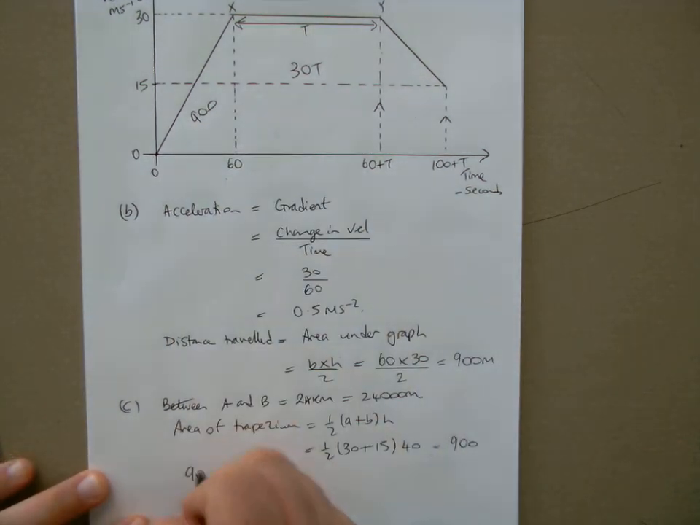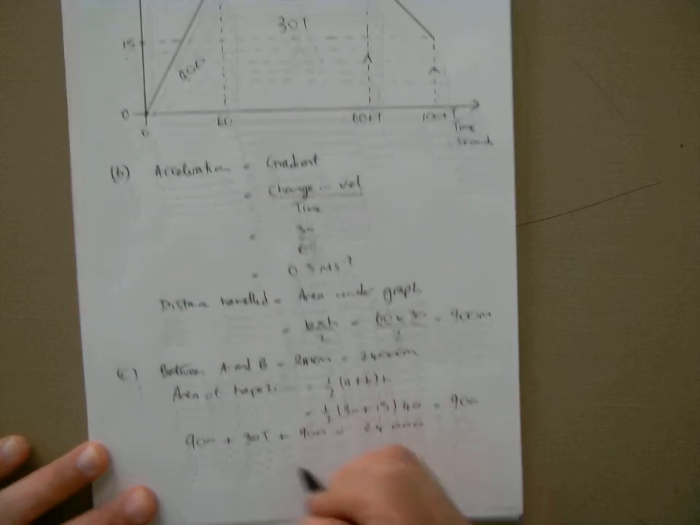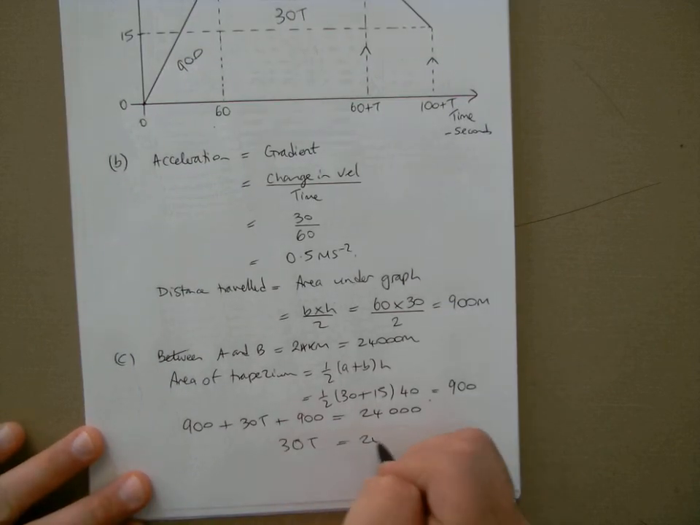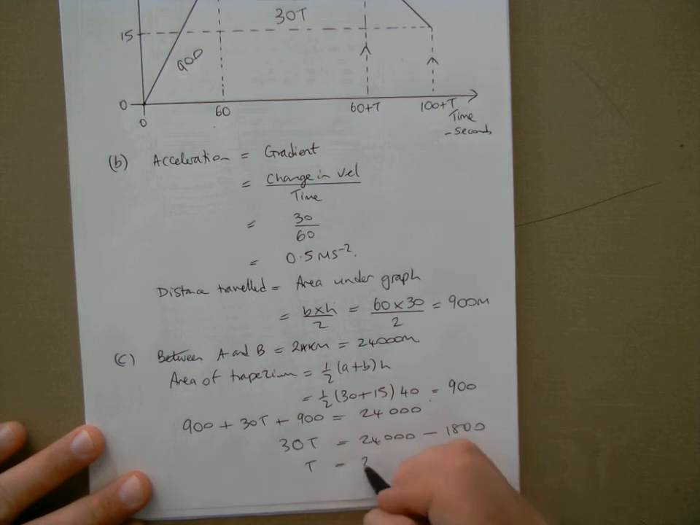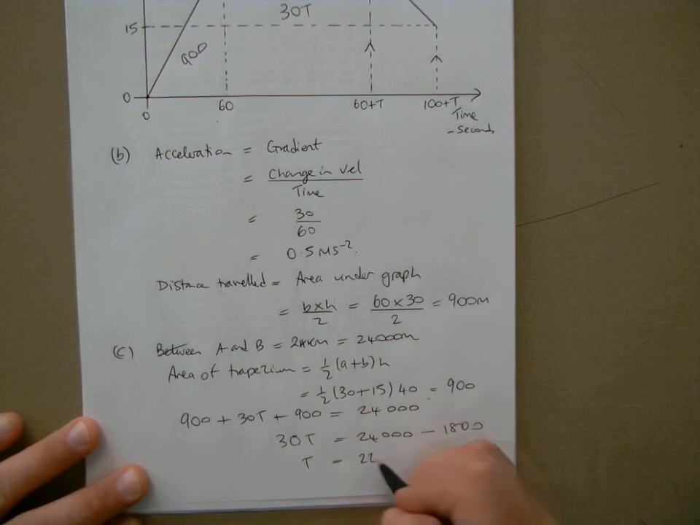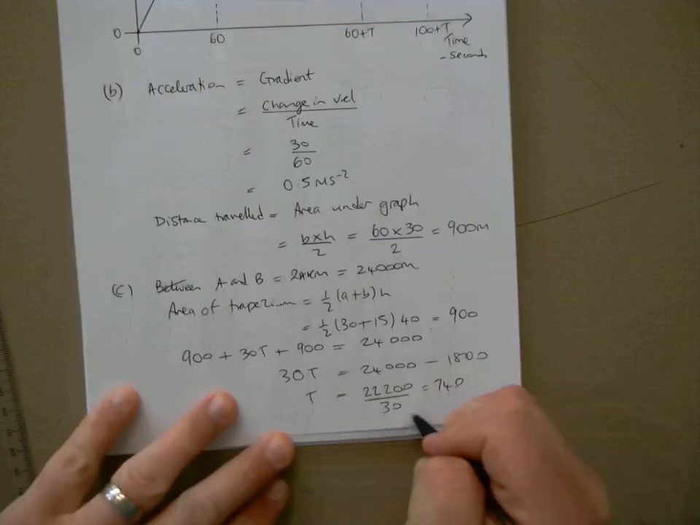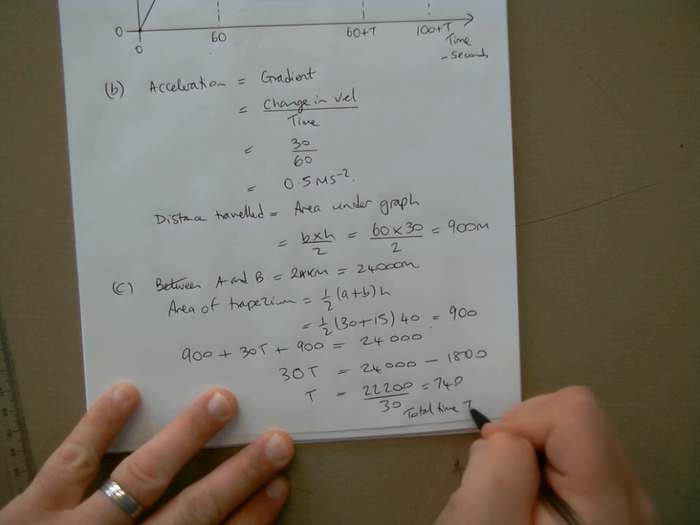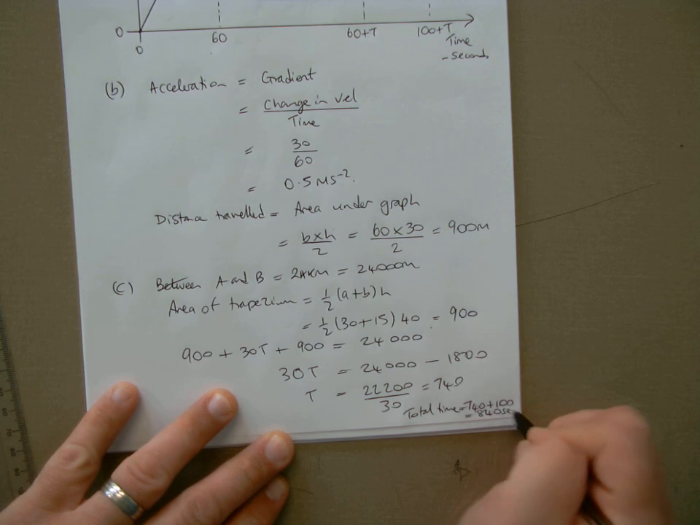So all I've got to do then is add up these distances. So I've got 900 here, 30t here, 900 there, and that will equal 24,000. So then 30t is equal to 24,000 minus 1,800, and I put them together. So then t will be 22,200 divided by 30. Okay, so if I get that out of my calculator, it comes out to be 740. So the total time then will be the 740 plus then the 100. So I get 840 seconds.